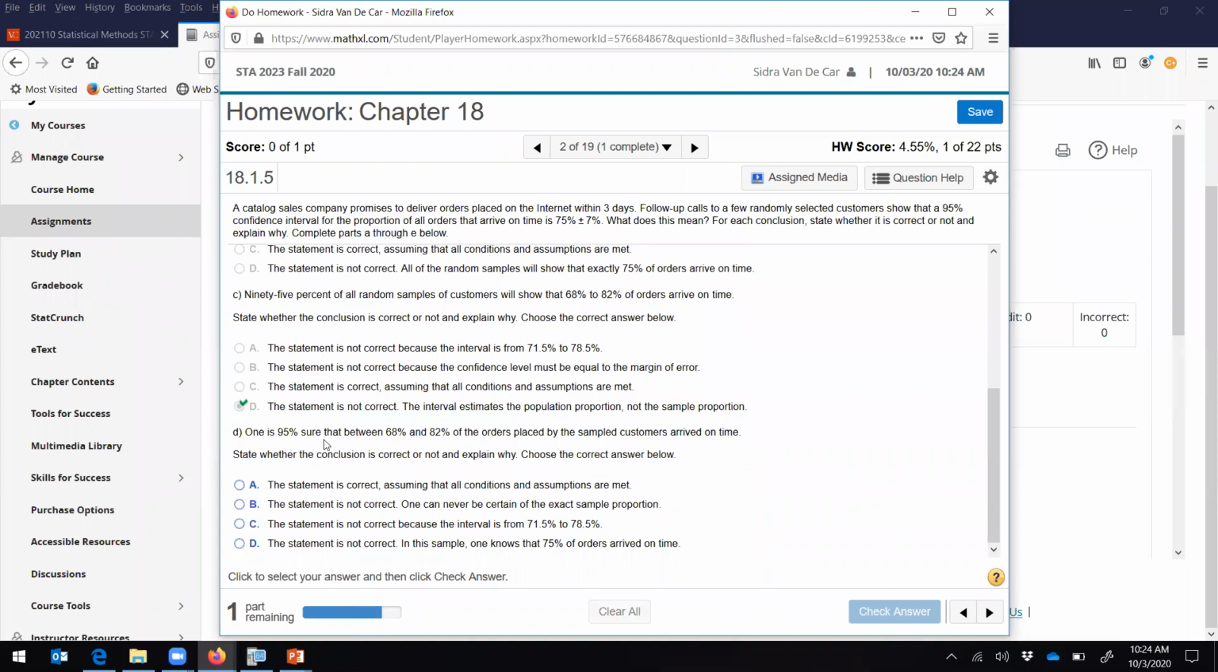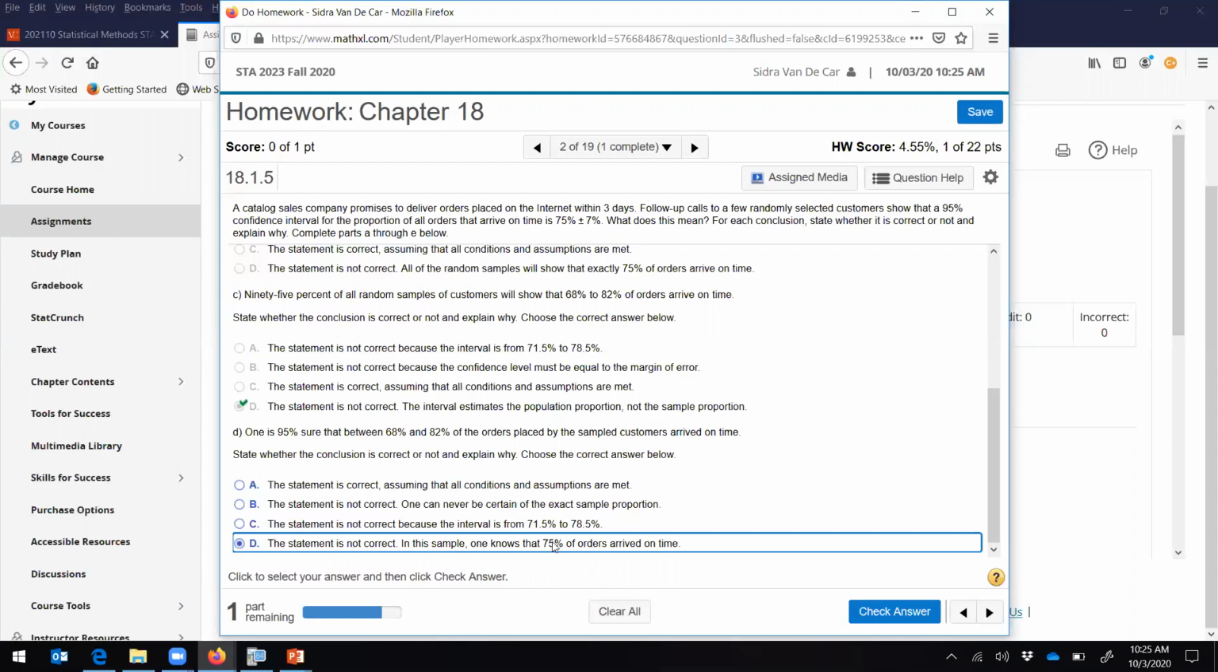One is 95% sure that between 68 and 82% of the orders placed by the sampled customers arrived on time. No, I know exactly what happened to the sampled customers. There's no uncertainty about the sample. The uncertainty is only about the population parameter. So here we go. The statement is not correct.